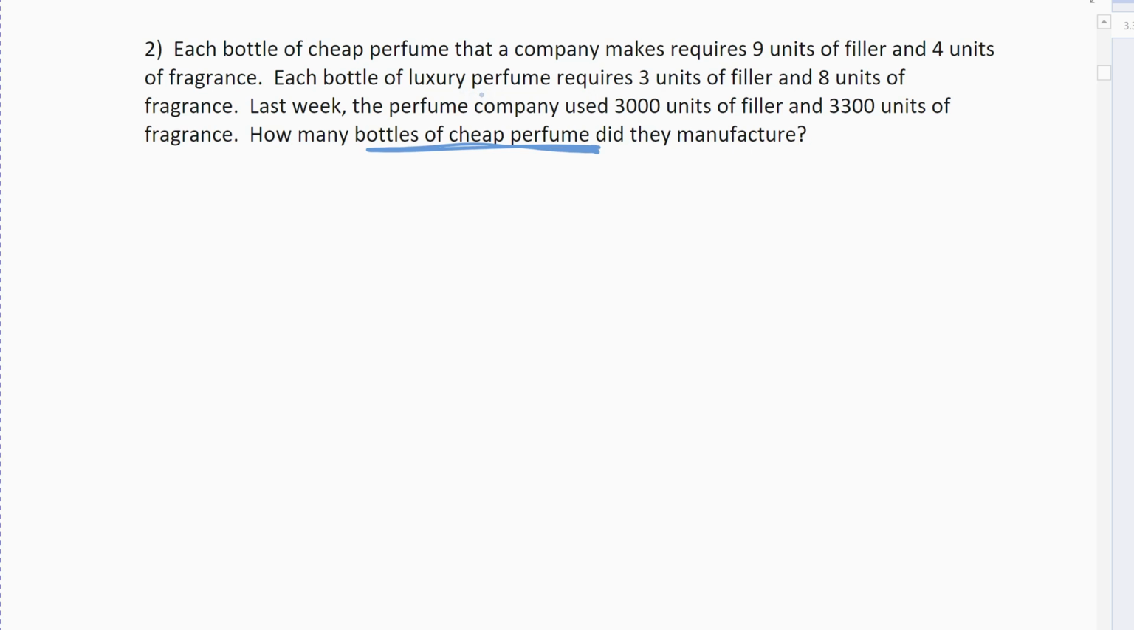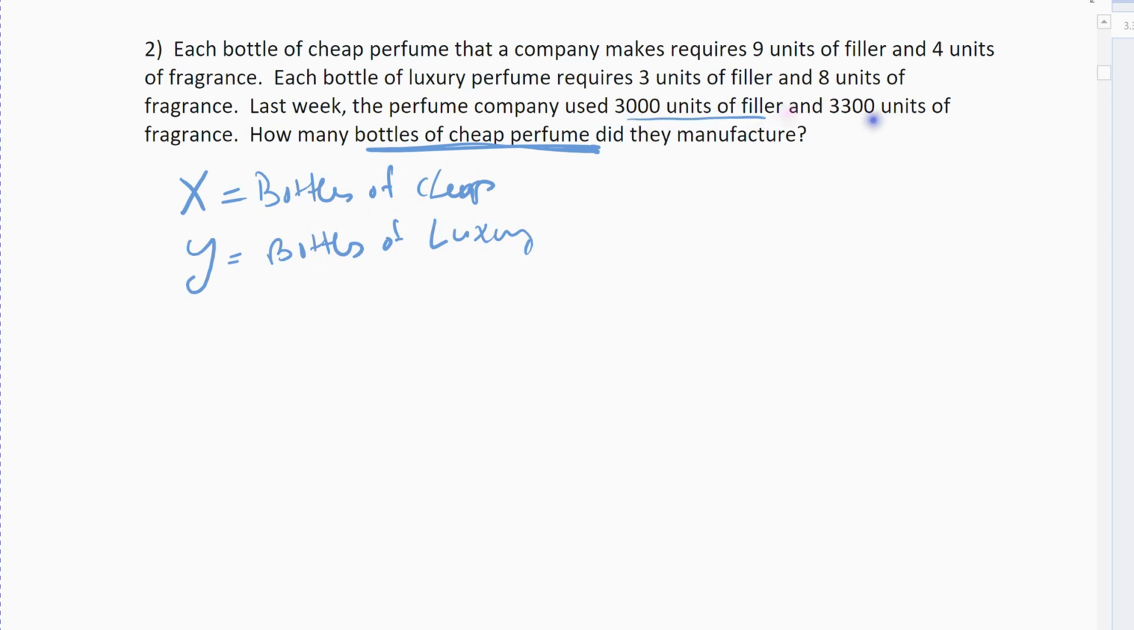And so it's up to you. I'm going to do X's and Y's this time. So X is going to be what I really want to find, which is the bottles of cheap perfume. Y is going to be the bottles of the luxury. Alright, then it has to do with how much filler and how much fragrance. And so I've got my total filler and my total fragrance.